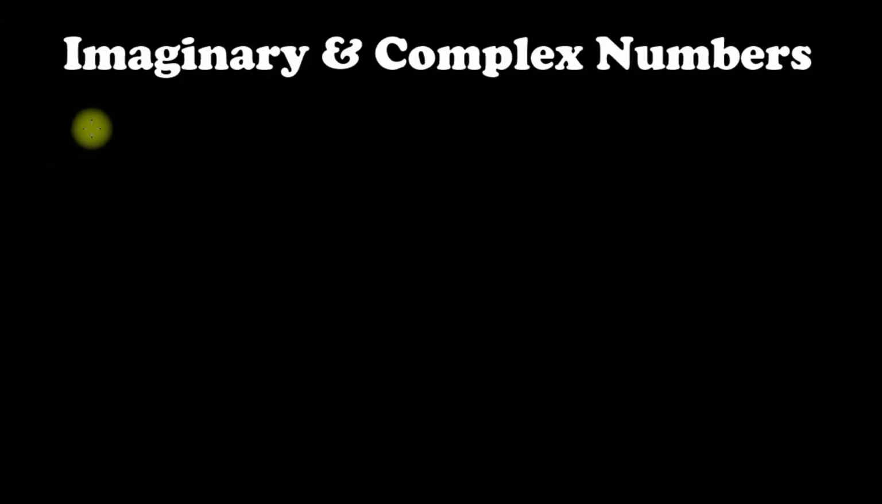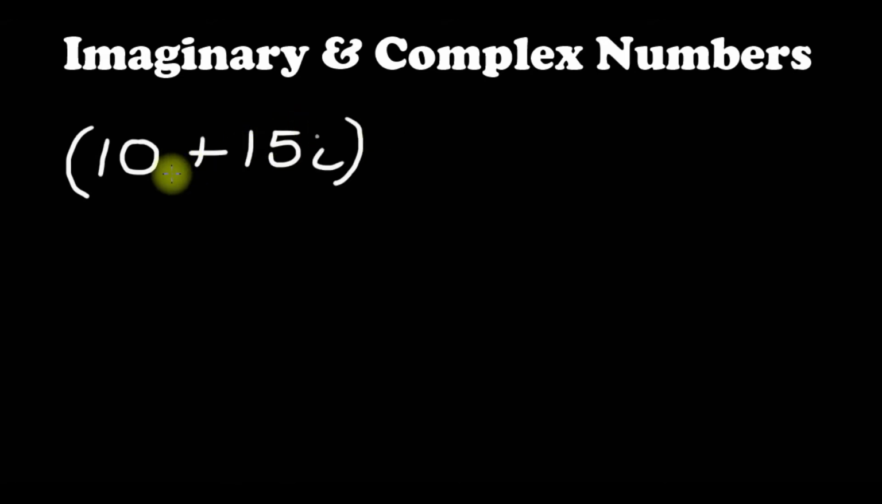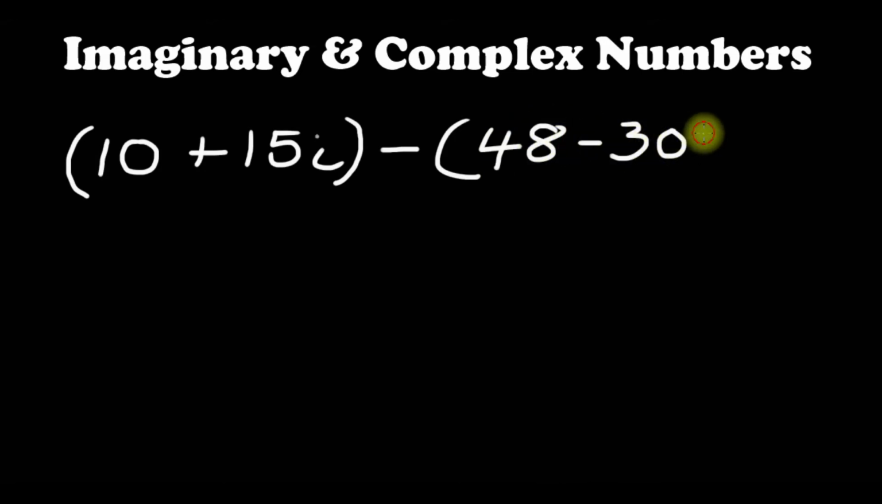Okay, so next, we are going to simplify these two complex numbers. So you got 10 plus 15i. So this is a complex number. And then we're going to minus another complex number, which is 48 take away 30i. So when you are adding or subtracting complex numbers, you can only add the real with the real and then the imaginary with the imaginary.